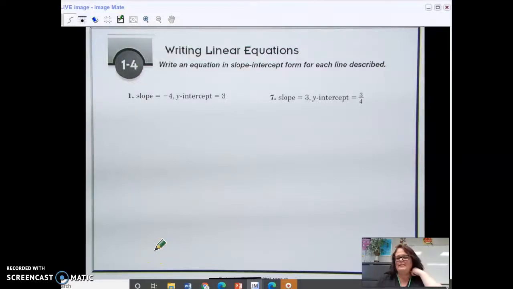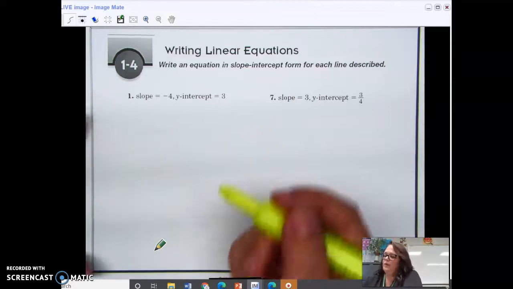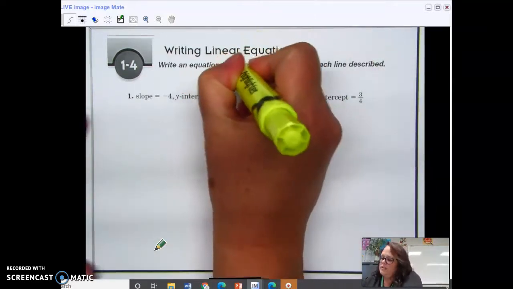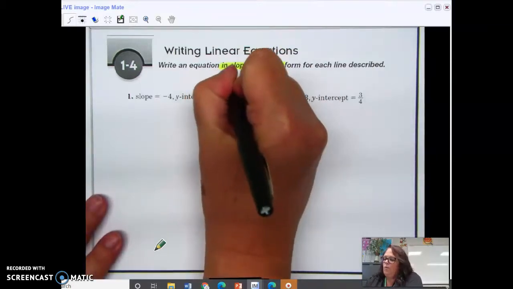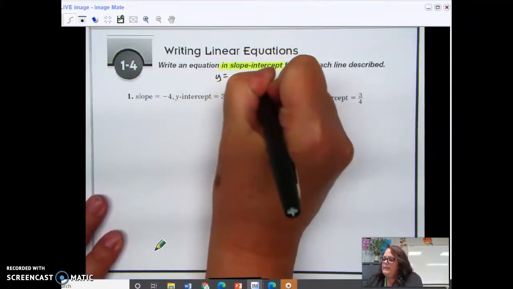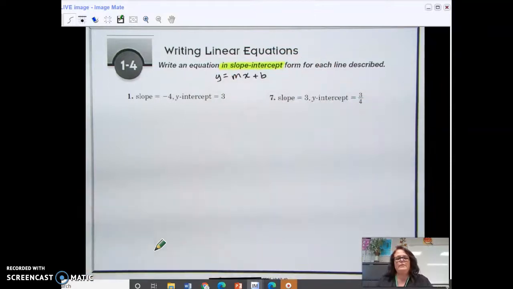Hello again. So in this lesson, we're going to be talking about writing linear equations. So what I want you to notice is in the directions, it says to write it in slope-intercept form. So think about that for a moment. What does that mean? So hopefully you thought y is equal to mx plus b, where m represents the slope and b represents the y-intercept.